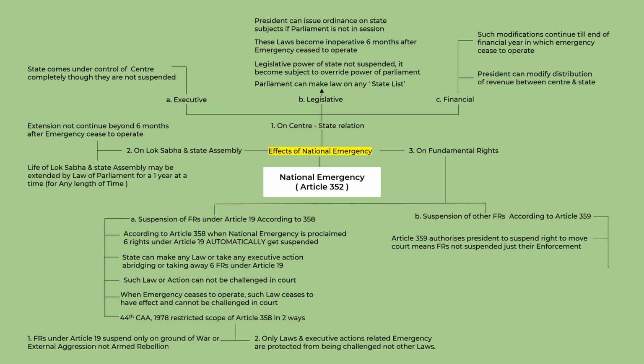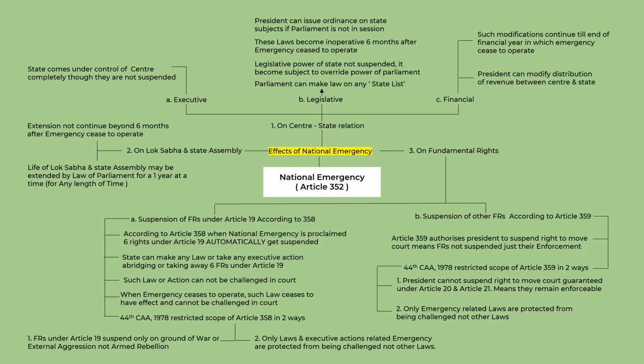Article 359 authorizes the President to suspend the right to move court, which means fundamental rights are not suspended, just their enforcement. The 44th Constitutional Amendment Act 1978 restricted the scope of Article 359 in 2 ways. First, the President cannot suspend the right to move court guaranteed under Article 20 and Article 21, which means they remain enforceable. Only emergency related laws are protected from being challenged, not other laws.